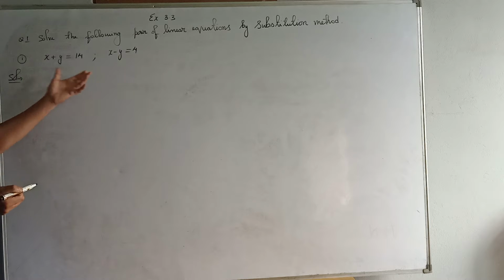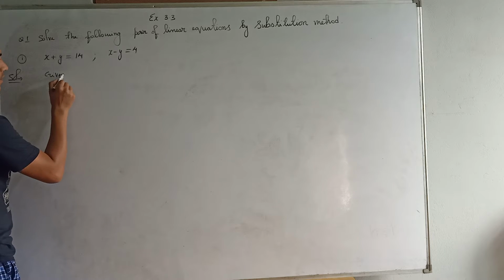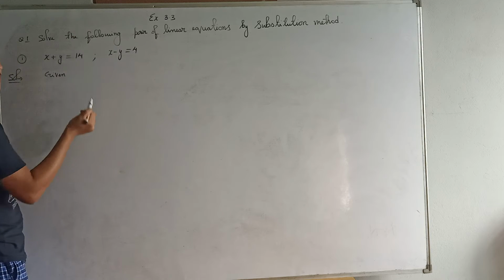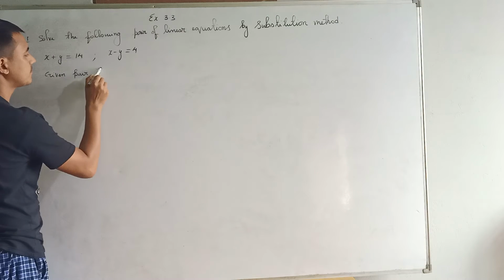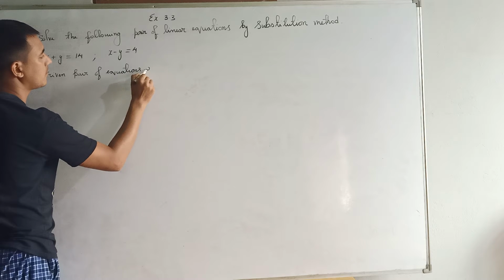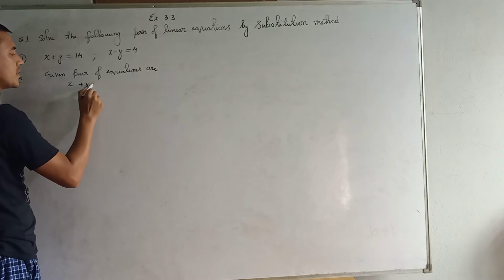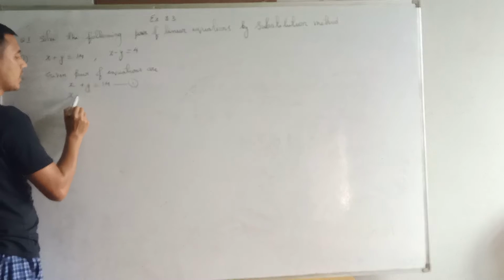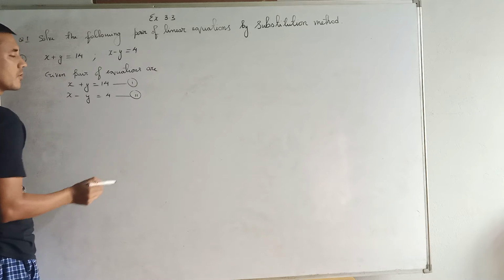First we have to write what the given equations are. Given pair of equations are, the first equation, x plus y is equal to 14. This is your first equation. And x minus y is equal to 4. This is your second equation.